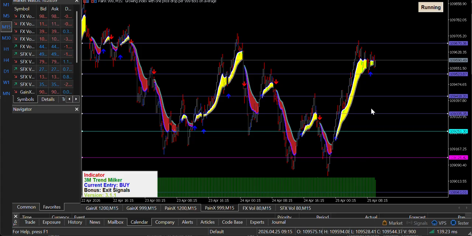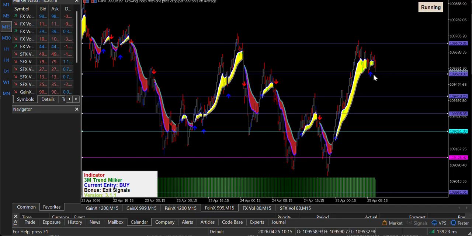Okay, so we also highlighted some TPs for us: TP 1, 2, 3, and 4. Okay, TP4 has just been achieved right now, and that is a good one for us also.